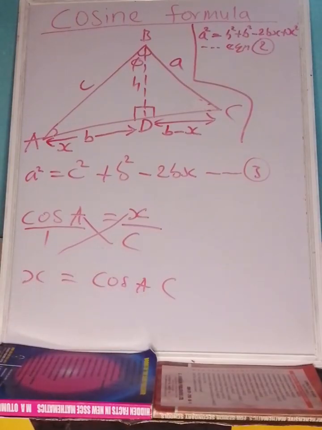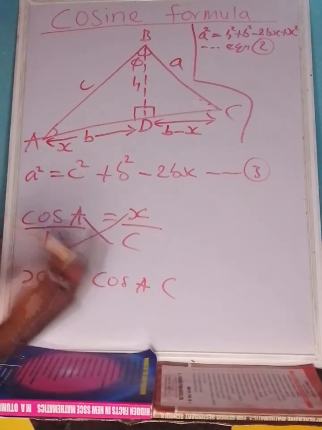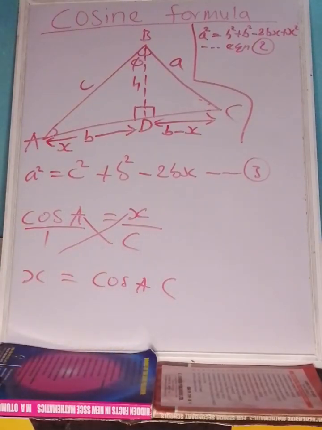So what are we going to do? In equation 3, we are going to substitute cos A c for x. Anywhere we see x, we are going to put cos A c, because they are telling us that x is equal to cos A c. So let's plug it into our equation.